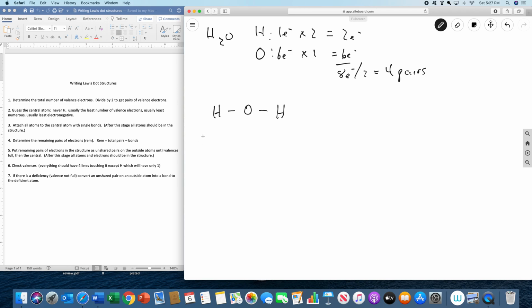All right, so now the next step is we're going to determine the remaining pairs. And you can do the math, pretty simple. There's 4 pairs. I've used 2, that means I have 2 pairs. Where are those 2 pairs going to go? They're going to go on the oxygen because the hydrogen is filled. All right, and let's count. 1, 1, 1, 2, 3, 4. There you go. That is the Lewis dot structure of water.